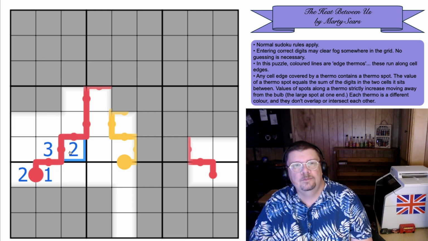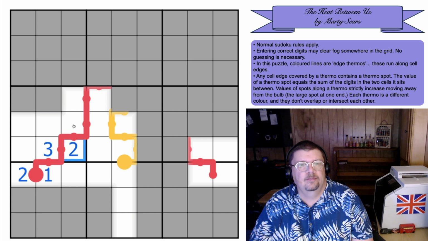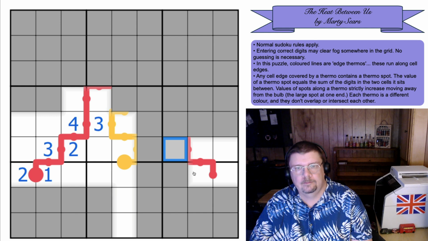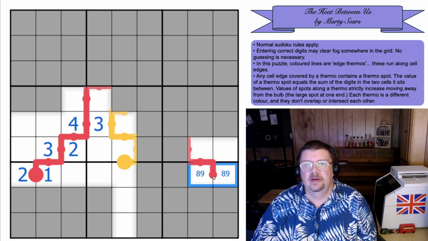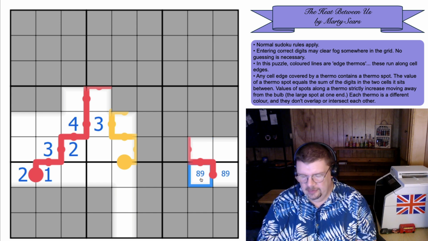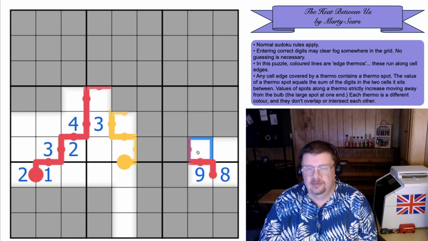Oh, look. We have some fog that has cleared. This is 6 for this spot, so that must be a 4. This is 7, that must be a 3. This is 8, and we have some options. So let's pause on that because there's other stuff that we know we can do. This is 8, 9 to make 17. This must be 7 and 9 to make 16, so that must be the 9. That's the 8, that's the 7.